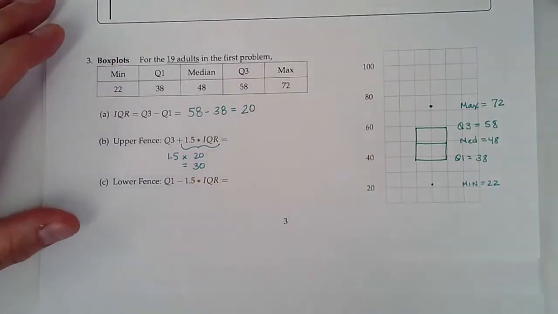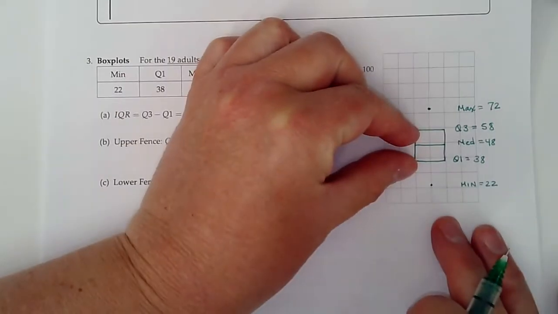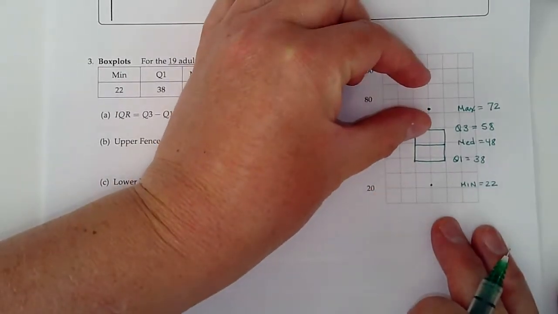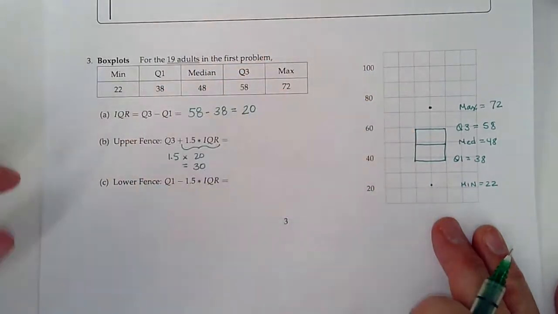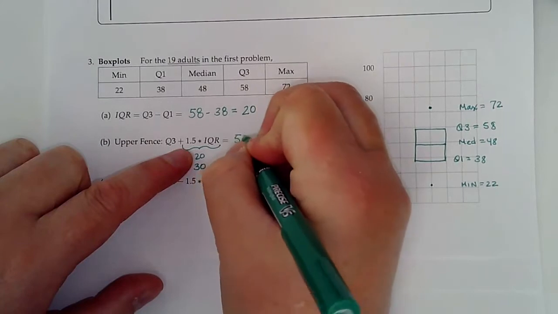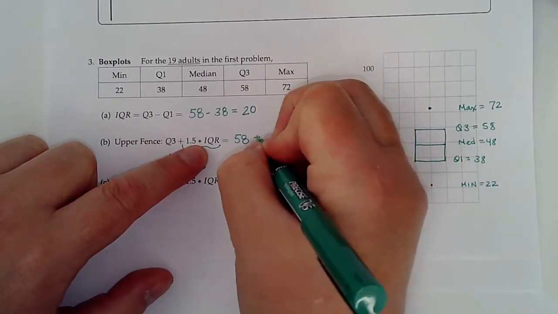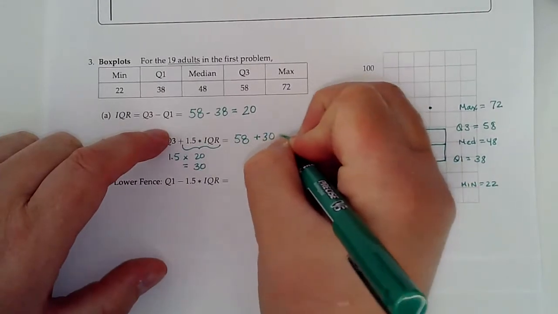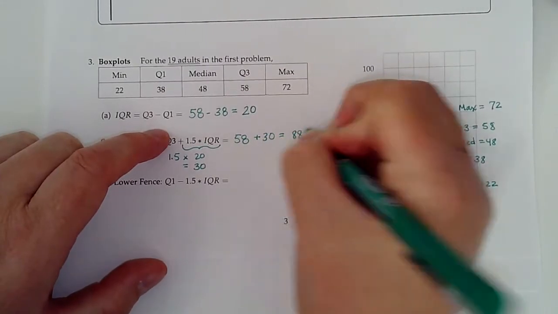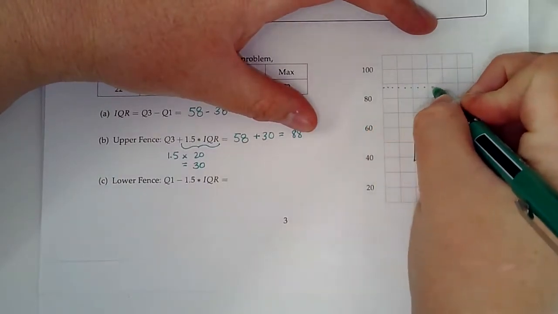So you can certainly do that with a calculator if you want. So the width of the box is 20. And what we're going to do is add 30 to the top and subtract 30 from the bottom. So that upper fence, I'll use Q3, so 58. And then I'm going to add this 1.5 times the IQR, so plus 30. That'll give me 88. So my upper fence is somewhere up here.